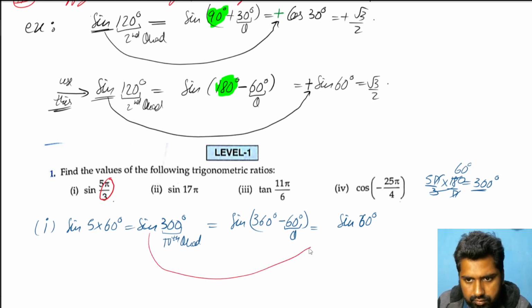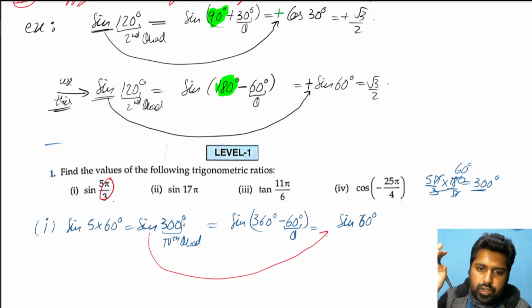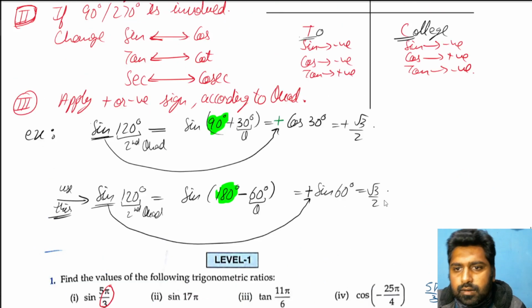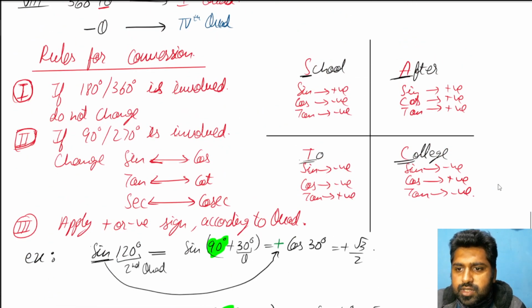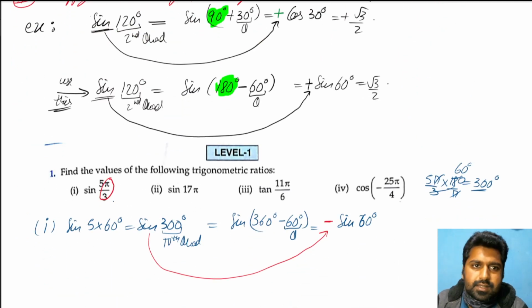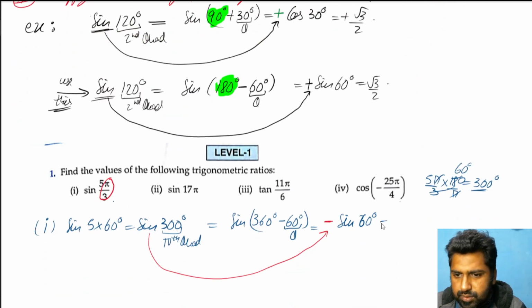And just use that the sign here will be decided by this. You are calculating sine in fourth quadrant. Fourth quadrant is after school to college. College means C. C means cos is positive. That means everything else is negative. That means sine is negative. You can check here also. Sine was negative in the fourth quadrant. So minus sine 60 degrees. So minus root 3 by 2. Okay.